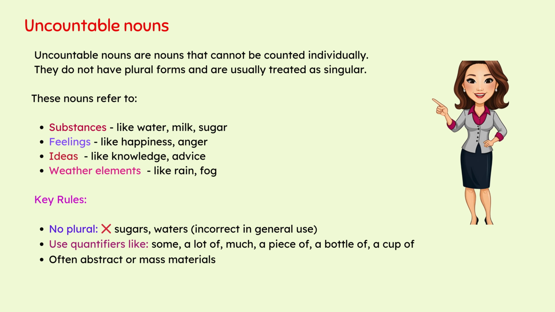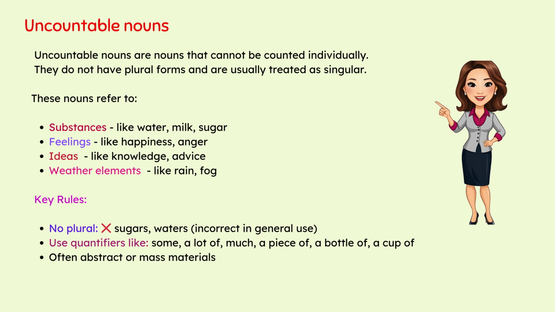Uncountable nouns are nouns that cannot be counted individually. They usually do not have plural forms and are treated as singular in sentences. These nouns often refer to substances, like water, milk, or sugar, feelings, like happiness or anger, ideas, such as knowledge or advice, weather elements like rain or fog.